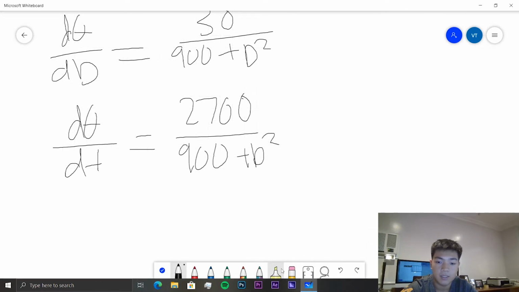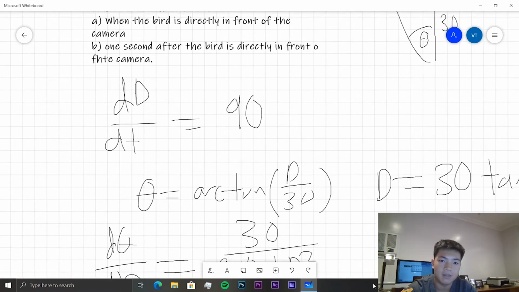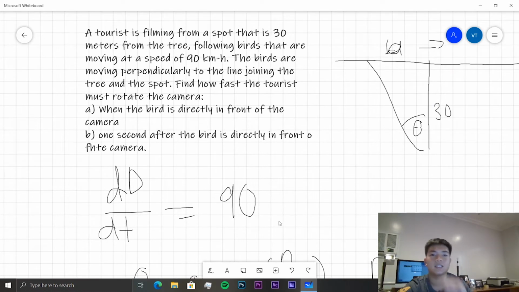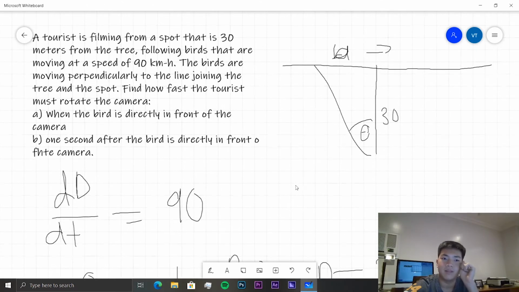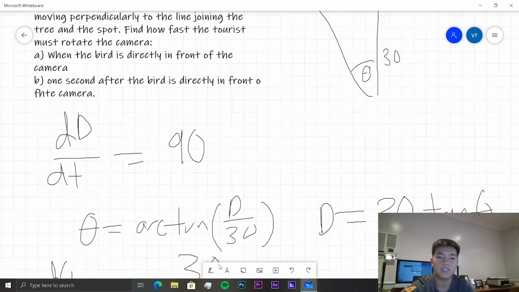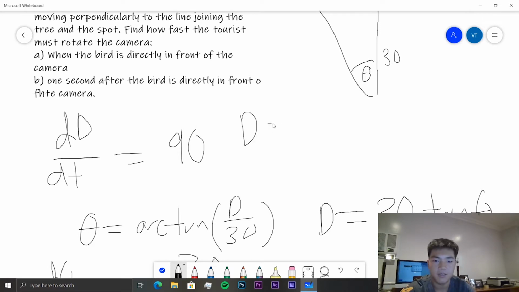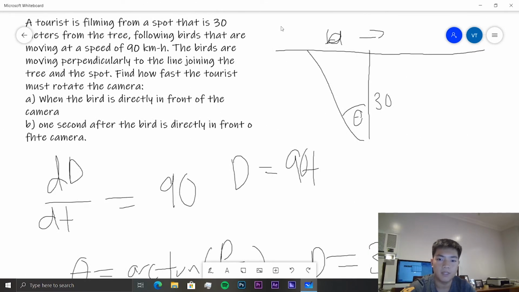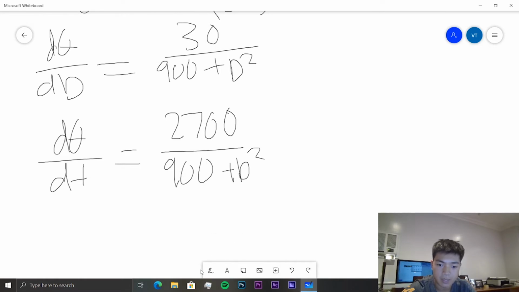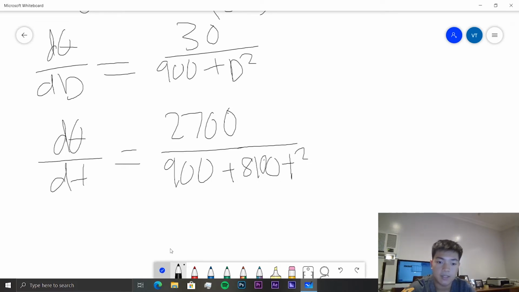Actually we want to express this in terms of time. So d over dt, that's not useful. When the bird is directly in front of the camera. Okay, well, I guess we can do it this way. Actually no, we do have a relationship. What am I doing? We have d is equal to 90 times time, more or less. So we can substitute 90t over here. So this would be equal to 2,700 over 900 plus 8,100 t squared.